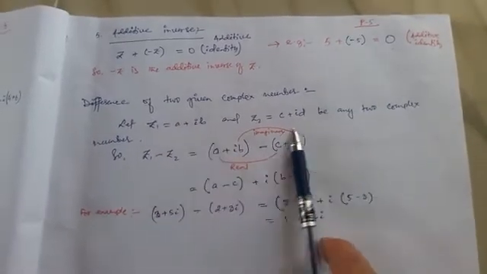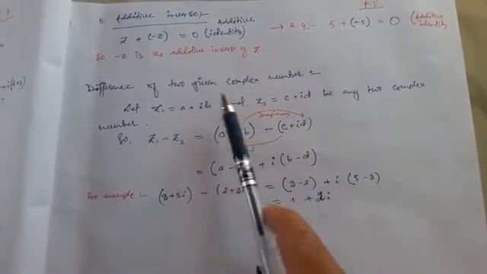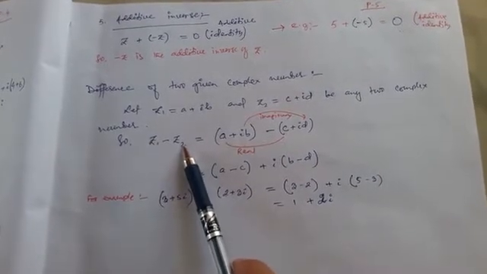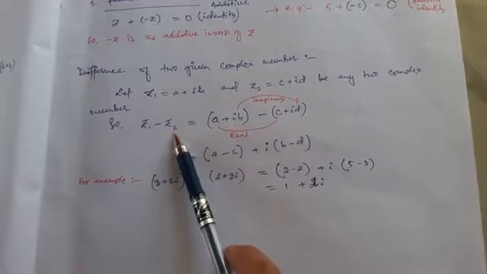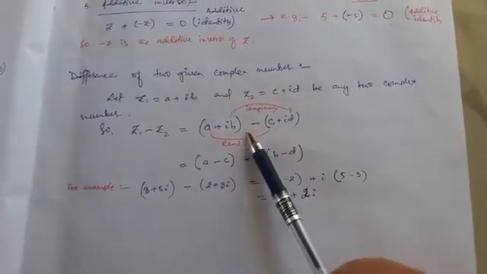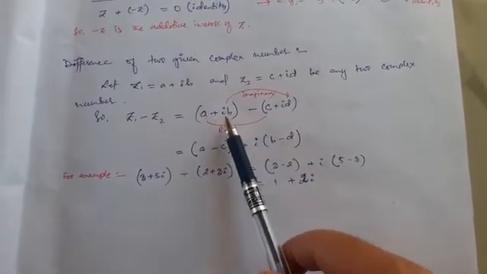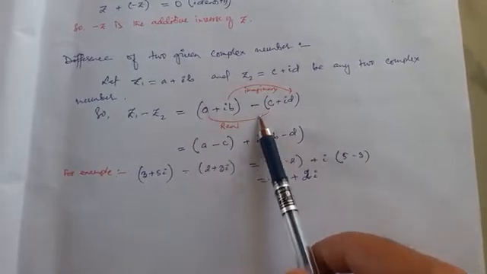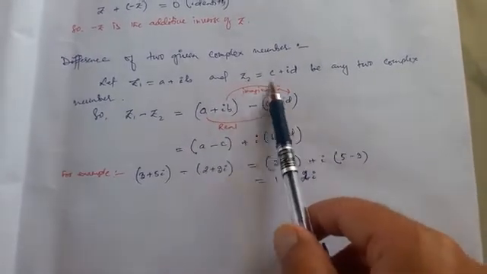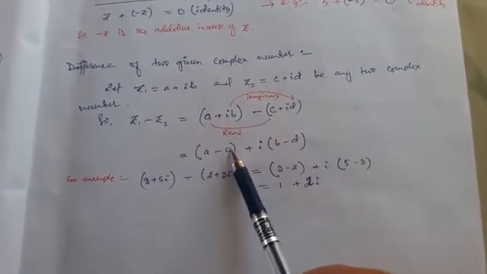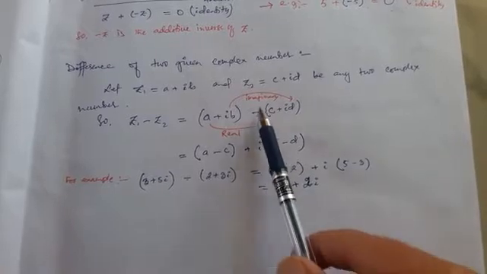Now let's find out the difference of two given complex numbers. These are two complex numbers. Then let us find out the difference of the two complex numbers. Same as before, what we did, like that we have to solve. When we subtract two complex numbers, we have to do subtraction of the real part, then the imaginary part. The real part is a minus c, the plus sign, not the minus sign.